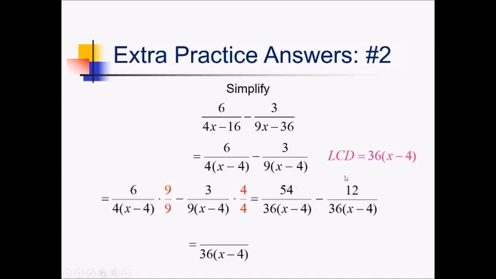So 54 minus 12, that's going to be 42. And let's just double check. Can I reduce 42 and 36? Well, it turns out I can. Those are both divisible by 6. So reducing that, we've got a 7 and a 6 that those turn into. So when the dust settles, we end up with 7 over 6 parentheses x minus 4.